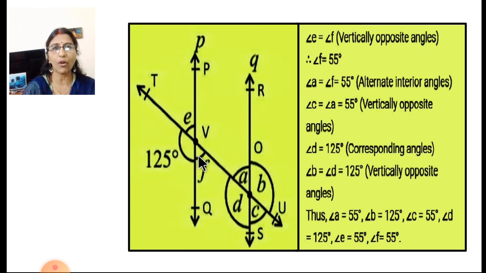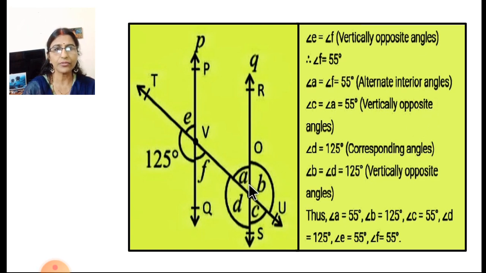You know that alternate interior angles are equal when the lines are parallel. And in the question they have given line P and line Q are parallel. So we will write angle A is equal to angle F, which is equal to 55 degrees, and in bracket we'll write alternate interior angles.